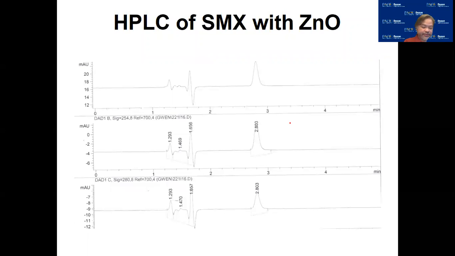HPLC, so we just started doing this before we were hit by COVID. Okay. And what we have here is sulfamethoxazole, and we found out its retention time is around 2.80. Okay. So we found out there's a reduction when we mix the sulfamethoxazole with zinc oxide, but we're not able to calculate yet the percentage.